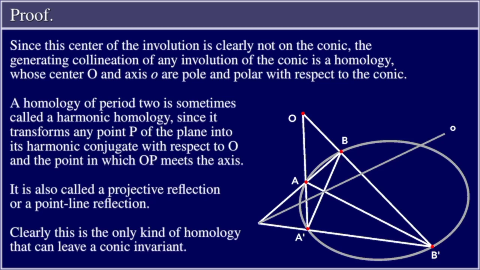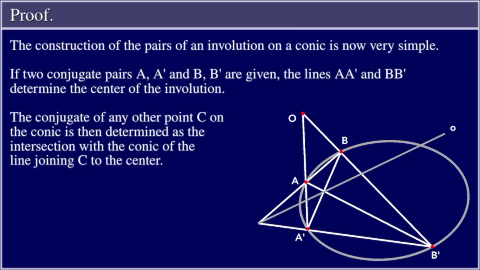Clearly, this is the only kind of homology that can leave a conic invariant. The construction of the pairs of an involution on a conic is now very simple. If two conjugate pairs A' and B' are given, the lines A' and B' determine the center of the involution. The conjugate of any other point C on the conic is then determined as the intersection with the conic of the line joining C to the center.